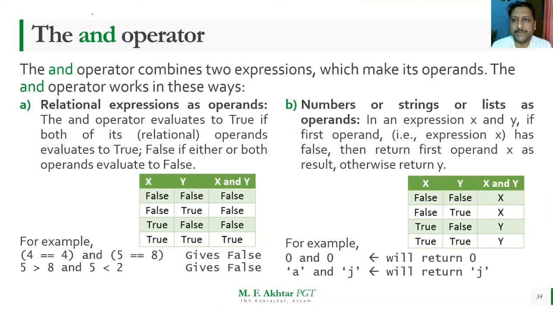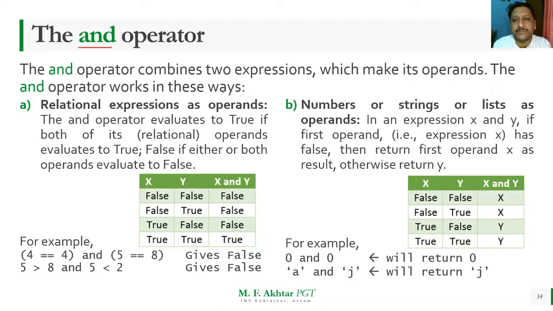Now, how the AND operator works. We know that these operators are used where more than one relational expression is there, and then we use the AND operator. In Python we can use the AND operator for other data types also, such as numeric, string and list. So in both cases, relational expressions and other types of expressions, the AND operator works differently. See here, the AND operator combines two expressions, which make its operands.